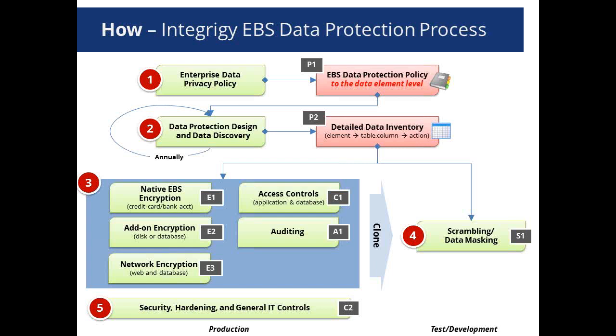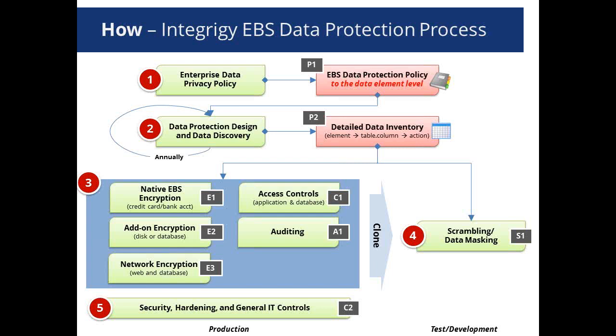And then from that inventory, you're actually then saying, okay, for this specific table and column, I'm going to do this action. It may be encryption, it may be additional auditing, it may be access controls, it may be scrambling in test and development. And then the third step is going through and taking each of those tables and columns and trying to do something with it. There may be cases where you cannot encrypt something. You have to put additional access controls.